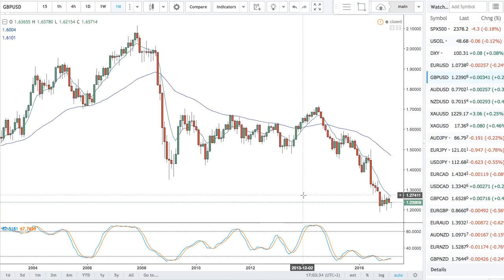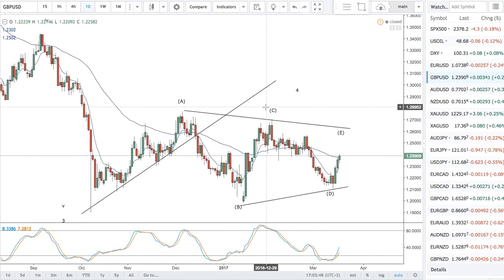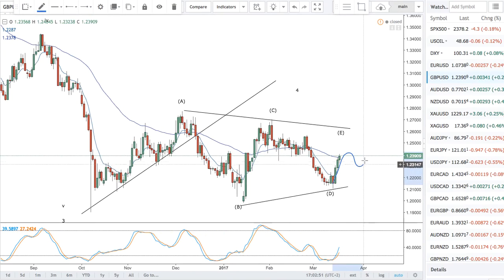There's no bottom in euro in cable yet, in my opinion. So the 8 EMA is up here at about 126. So it's certainly possible to see this terminate around 125 and turn over, but I would look for another gyration on this still, so it develops more into three waves overall.